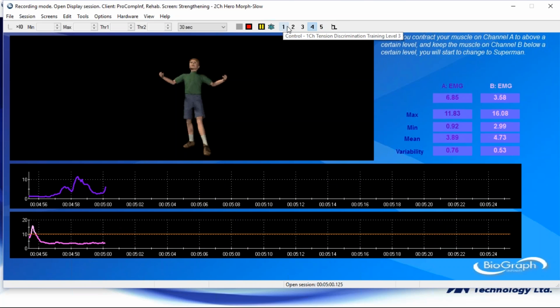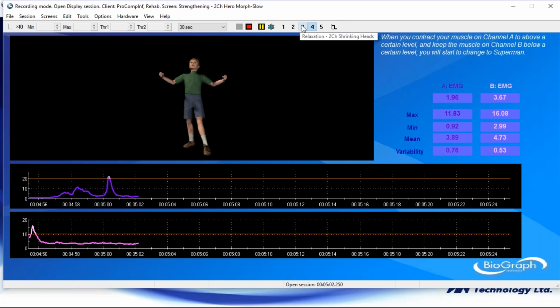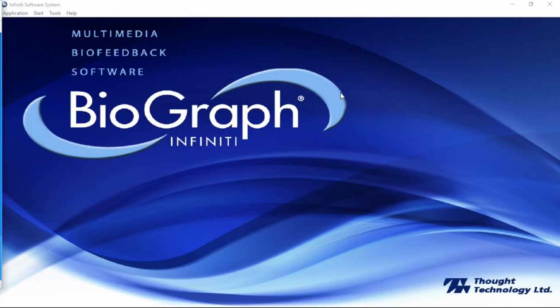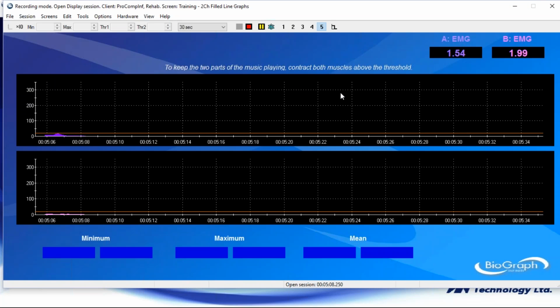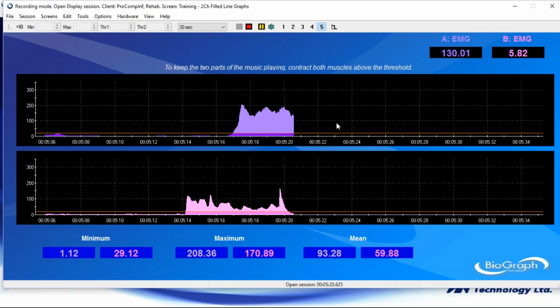So we've just covered control, balance, relaxation, strengthening, and the last one was the training. The training is going to be much more general in nature. There's not going to be a lot of feedback involved besides the screens and some sounds. So again, we have our instructions. It says we're going to have different types of music playing when we're above threshold.